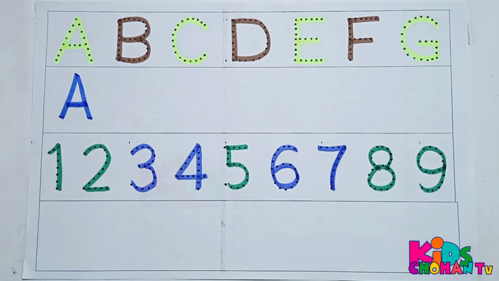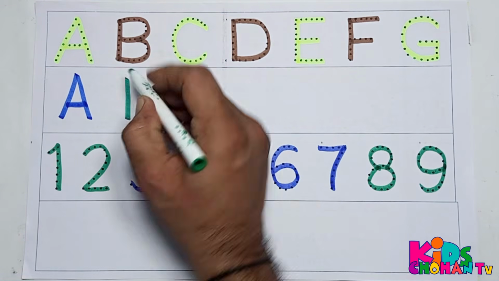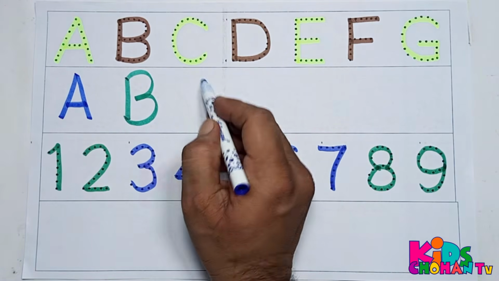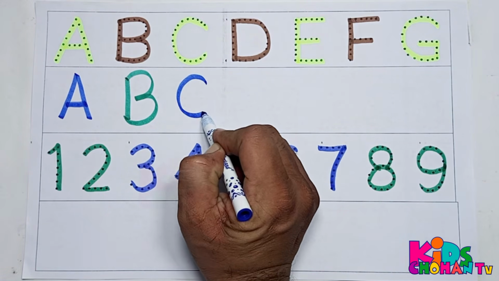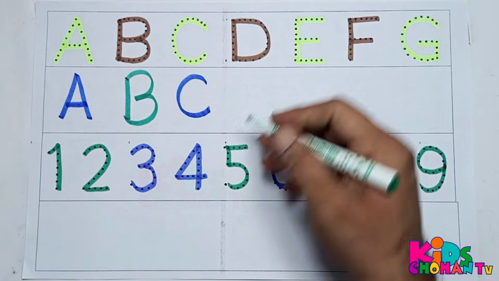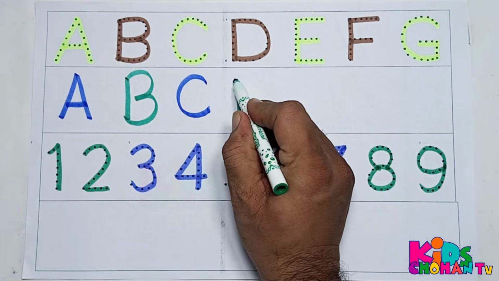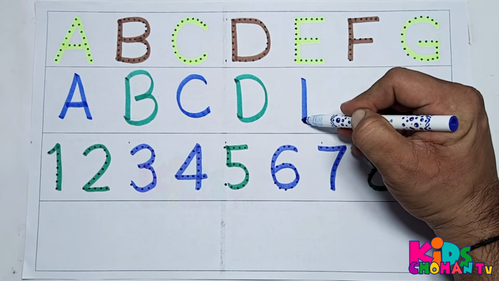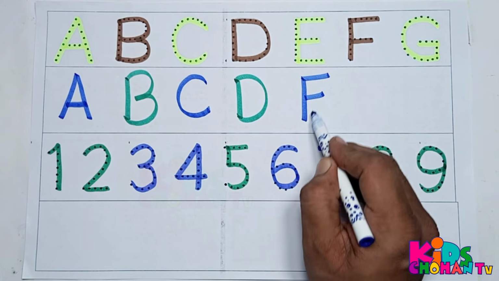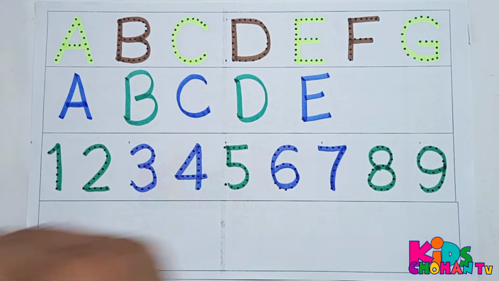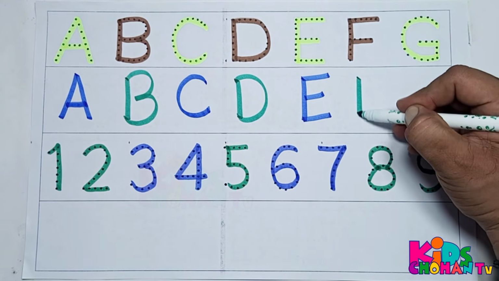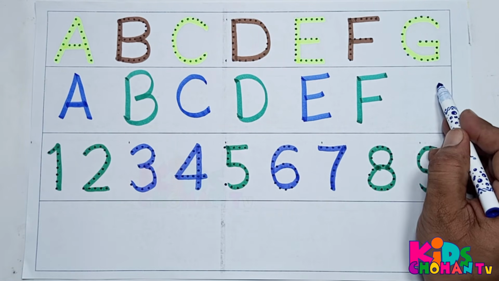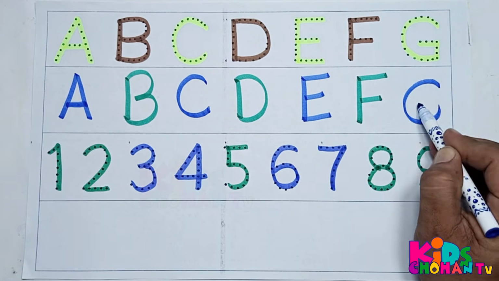A. B. Kids, this is alphabet C. Now we are tracing letter D. This is alphabet E. Now we are tracing letter F. Kids, this is letter G.